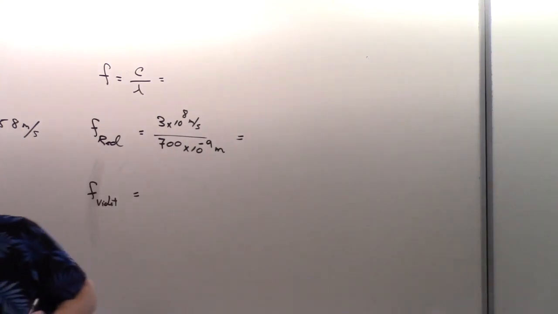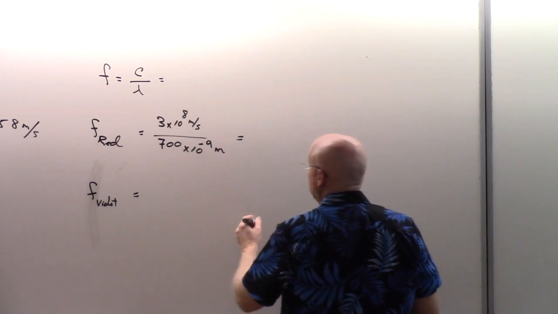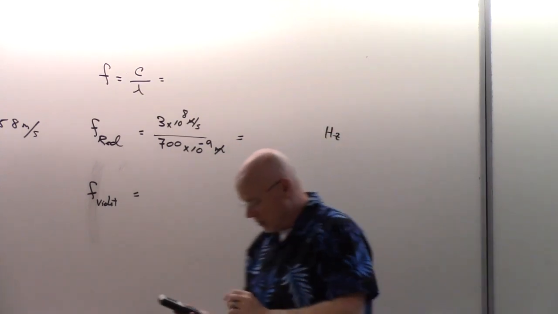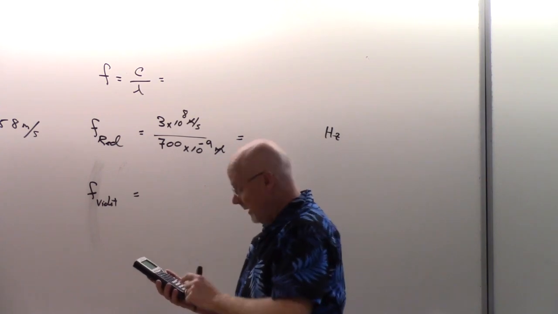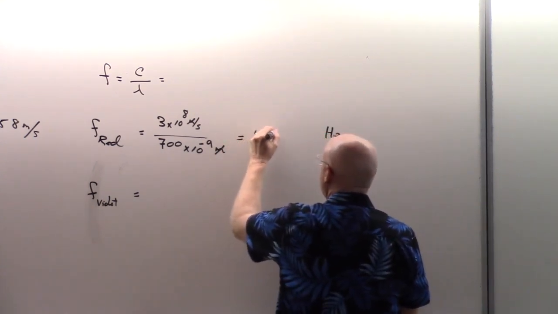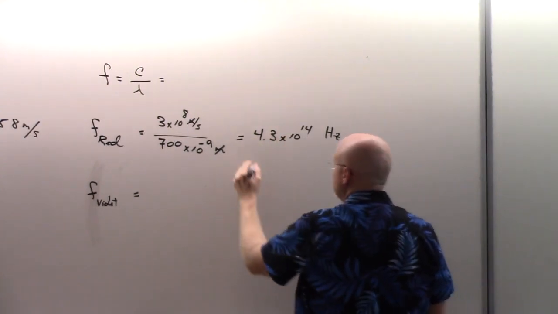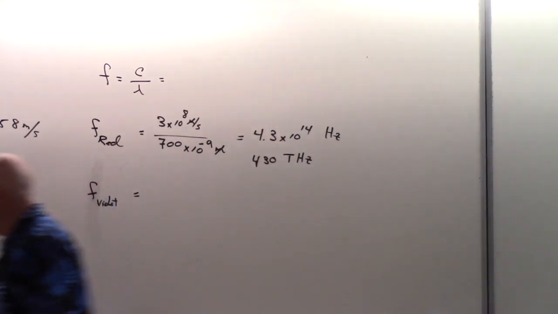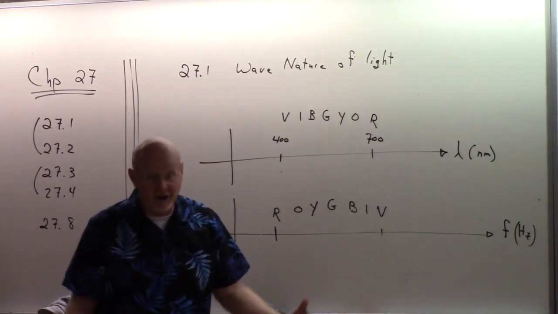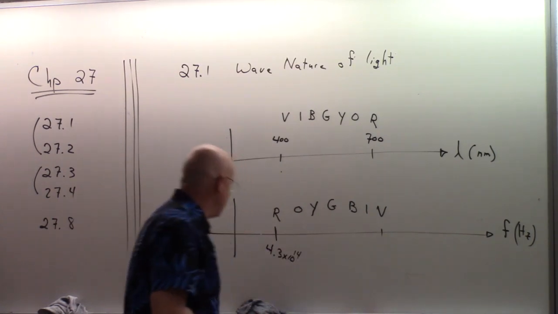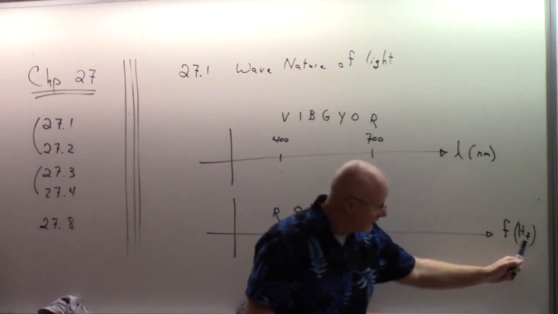So if I grab my calculator here, I would have meters canceling off. I would be left with 1 over seconds, which is called a hertz. And so if I go 3 times 10 to the 8th and divide it by 700 times 10 to the minus 9, I get about 4.3 times 10 to the 14, or 430 terahertz. So right here at red is the low frequency, if you want to call that low. But this is the lowest that your eyes can detect: 4.3 times 10 to the 14 hertz.